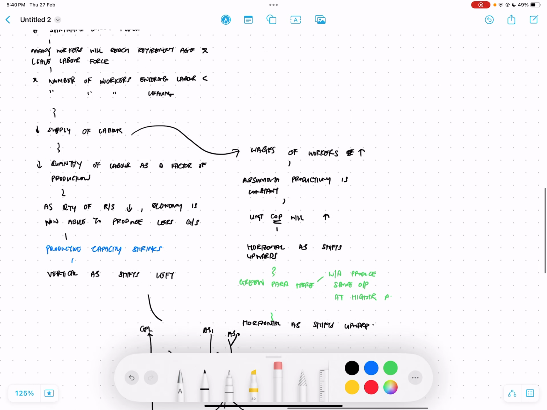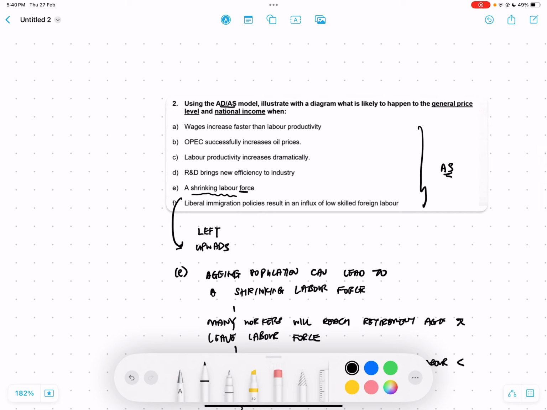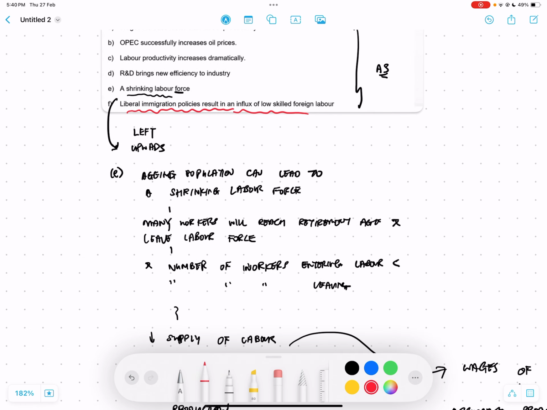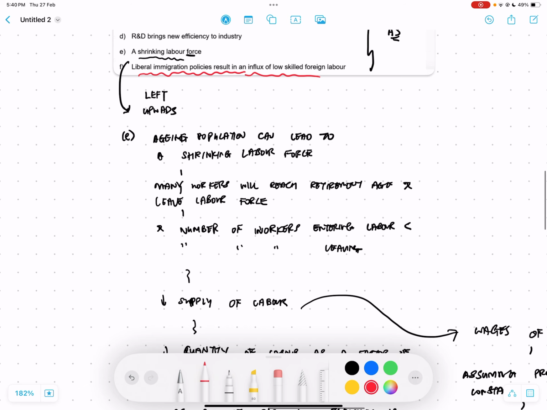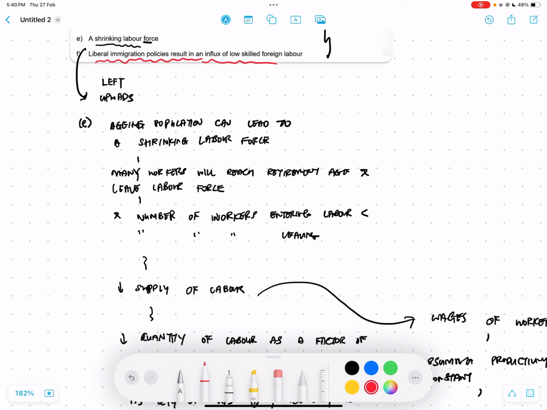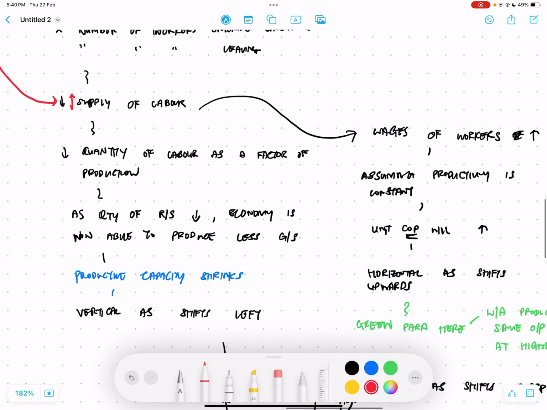Okay. Next, part F. Let's switch color. Part F says liberal immigration policies result in an influx of low-skilled foreign labor. Okay, folks, it's just the opposite of E. So what you will say is that the liberal immigration policies are going to lead to an increase in the supply of labor. And then you just flip everything.